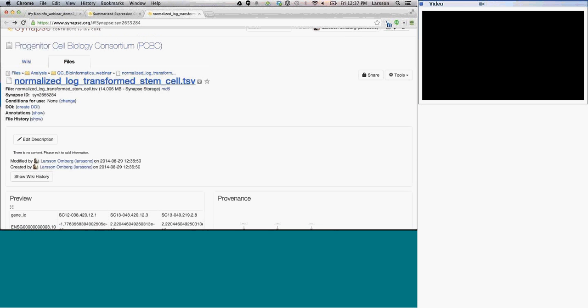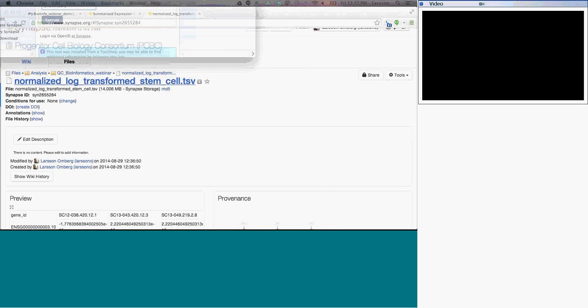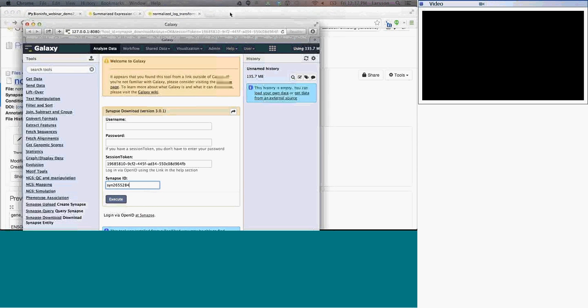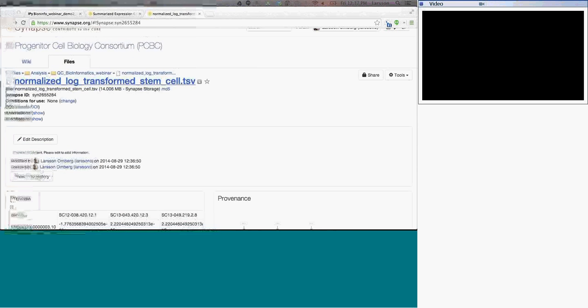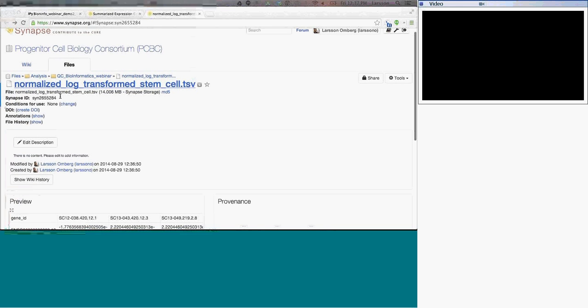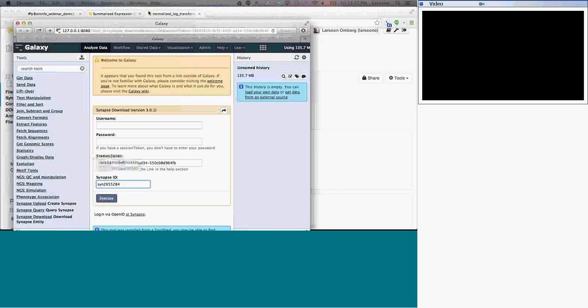The last thing I'm going to show, which has come up by request, is how you work with Synapse outside of, for example, Python or R. We do have interfaces, so you can download things directly into Galaxy. If you would prefer to do this kind of analysis in Galaxy, before I do that, I'm going to take the SynID of this normalized data, copy that, and go over to a Galaxy instance.